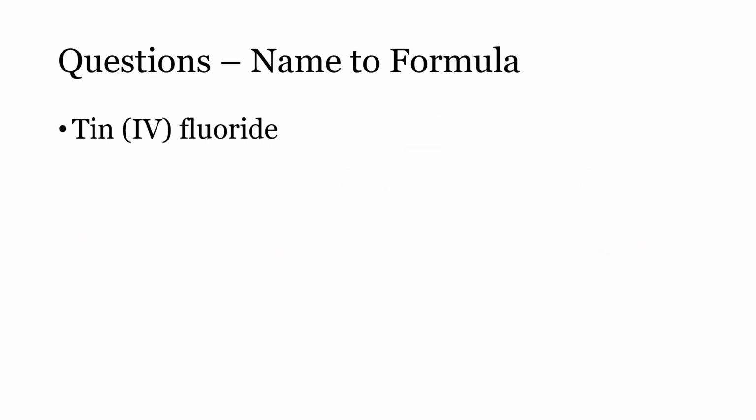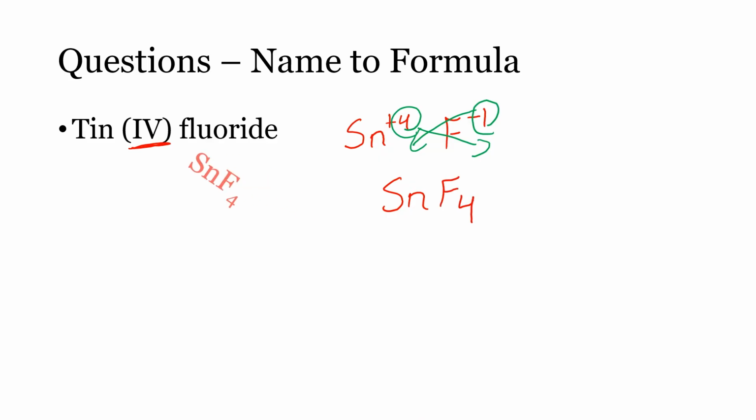Let's take a look at our next example. We have tin fluoride. Our symbol on the periodic table is Sn, and in this case it has a +4 charge. Then our fluoride, being fluorine, will be an F, and our fluorine has a -1 charge. Crossing these down, we are going to end up with SnF4 as the final formula.